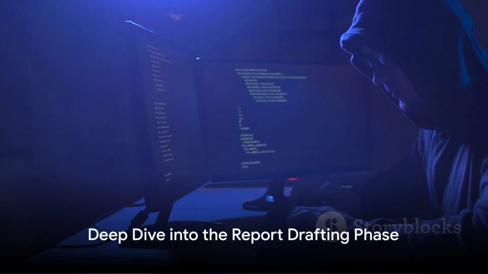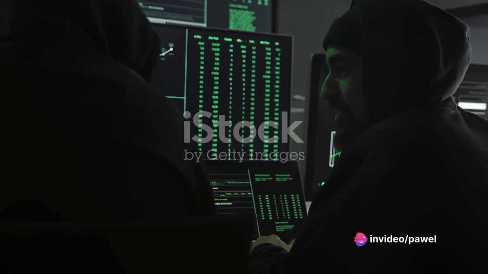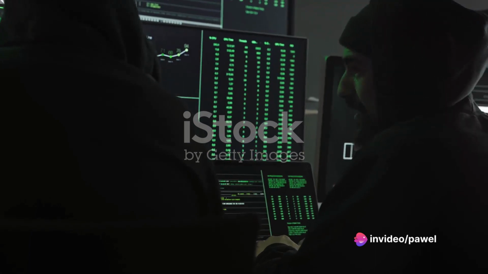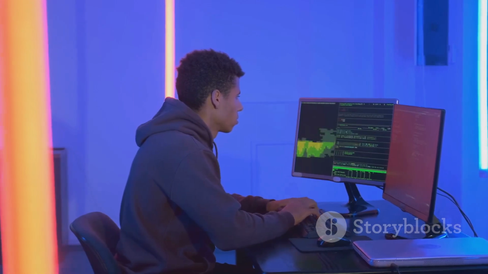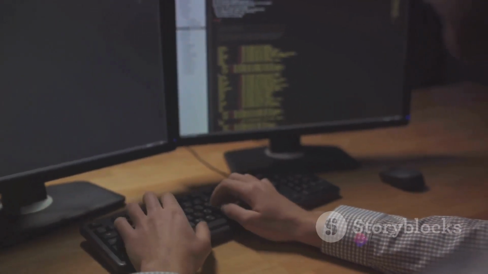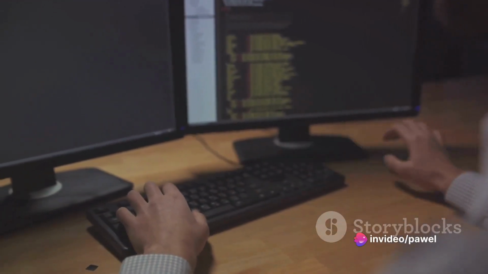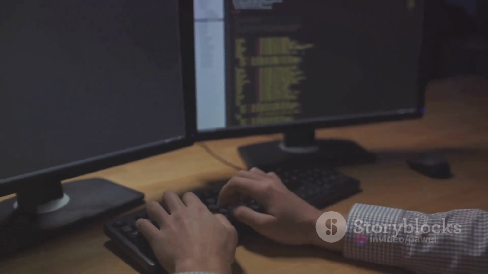Let's dig a bit deeper into the drafting phase of a pen testing report. Now, the drafting phase is where the magic happens. This is where we translate all our complex technical findings into a report that's easy to understand, actionable, and above all, useful. It's a delicate balancing act between providing enough technical detail to be accurate and ensuring the report remains accessible to those without a background in cybersecurity.